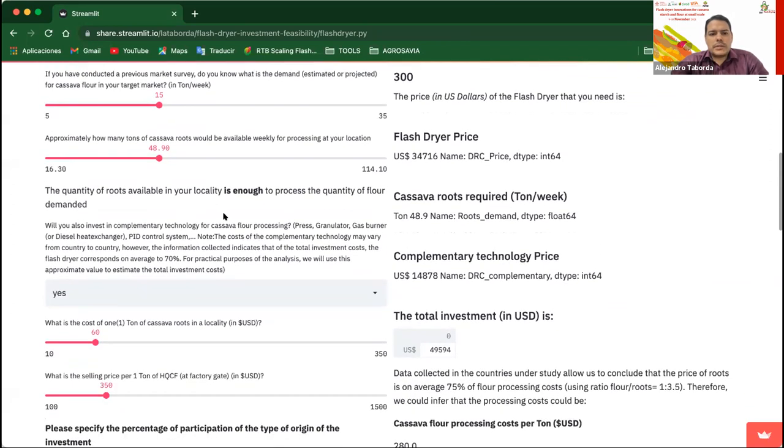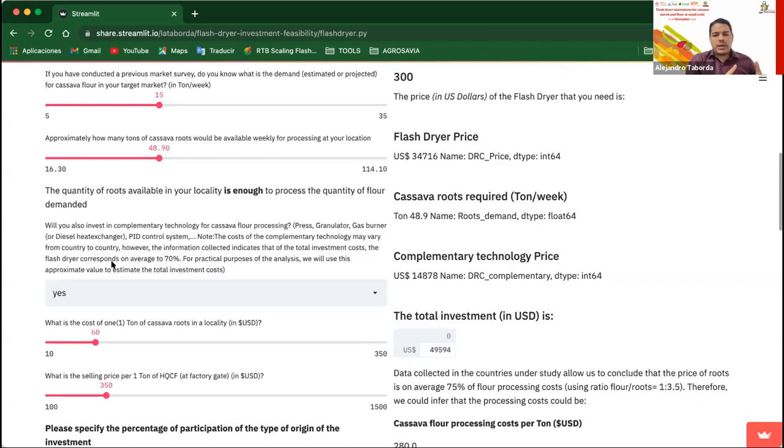Next, we need to provide information about the complementary technology. When we are talking about complementary technology, we're talking about press, granulator, rasper, gas burner, heat exchanger, and control system. Dr. Arnold talked about some of these equipments before. There could be different scenarios. Maybe you are a cassava flour processor and you already have that complementary technology, or maybe you are new in this business and you don't have any of this, so you need to invest in all the infrastructure. You need to buy all these equipments.